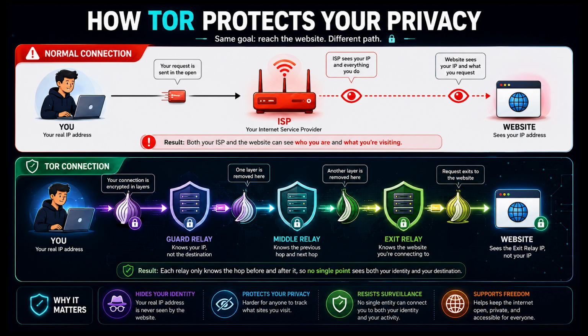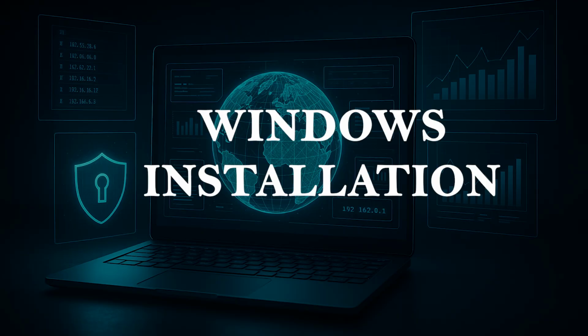Tor actually changes that by routing your traffic through at least 3 separate volunteer-run servers around the world, and they are called relays. These relays encrypt your data in layers at each step. Like an onion, each relay only knows the step before it and the step after it, but never the entire path. By the time the request reaches its destination, nobody along the way has the full picture of you and what you are trying to access.